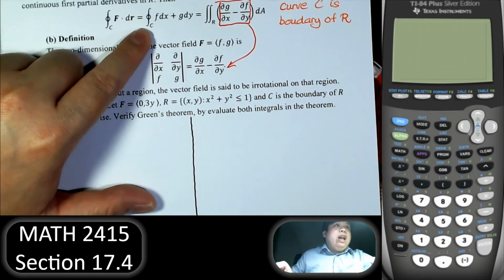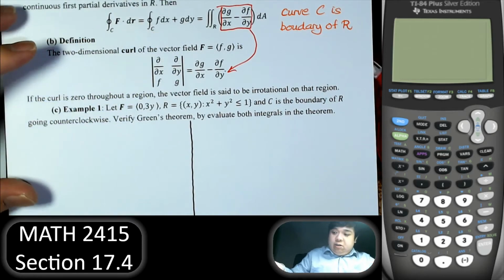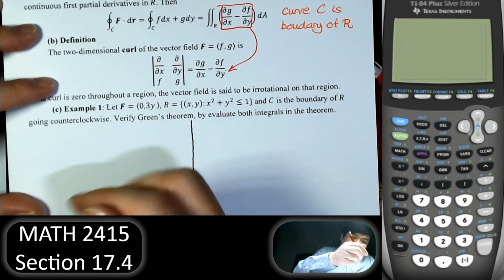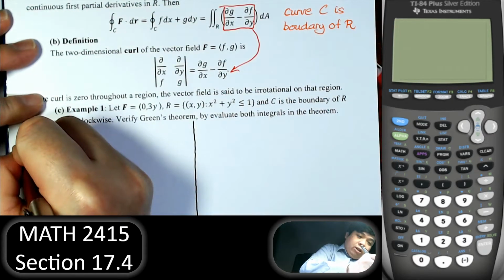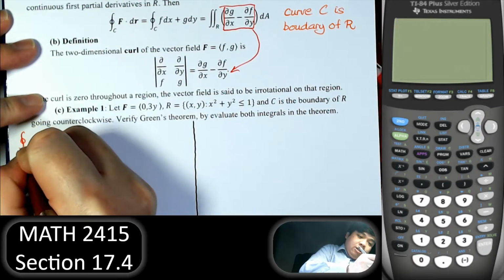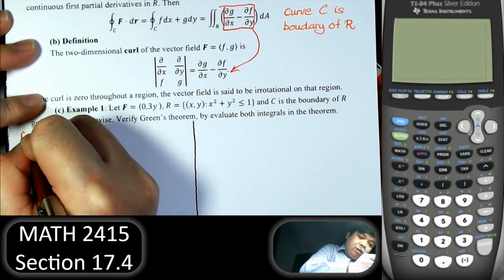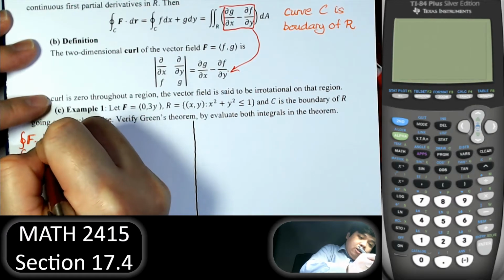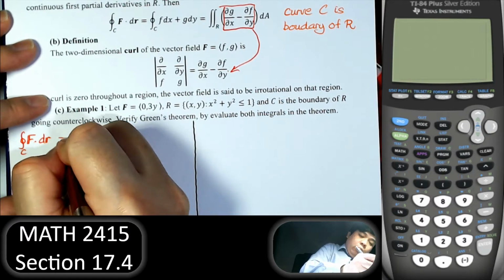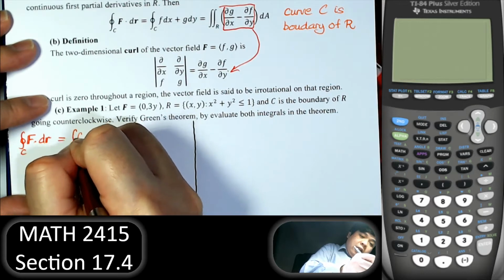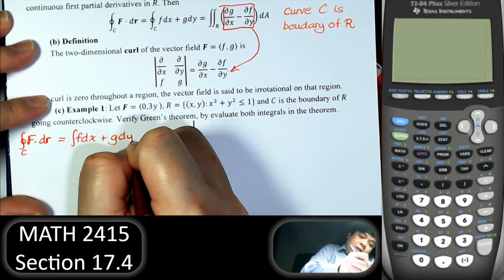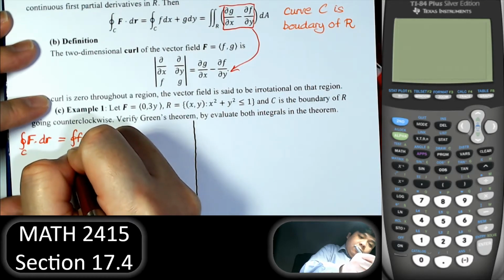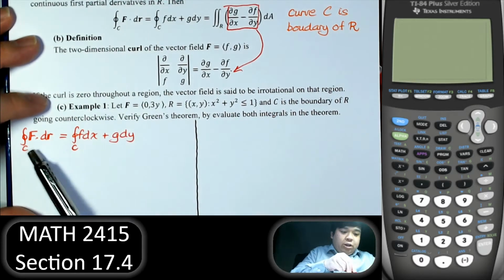So first we will do the left hand side. We just do the line integral. So for the left hand side, we're going to do this, or we can write it as f dx plus g dy. And we're going to do this first.